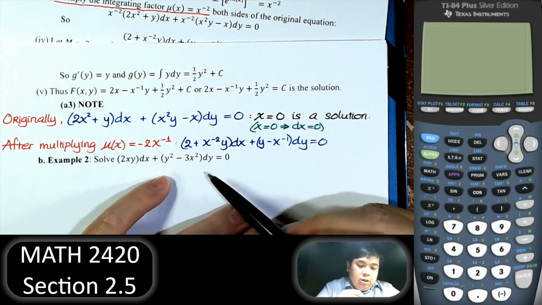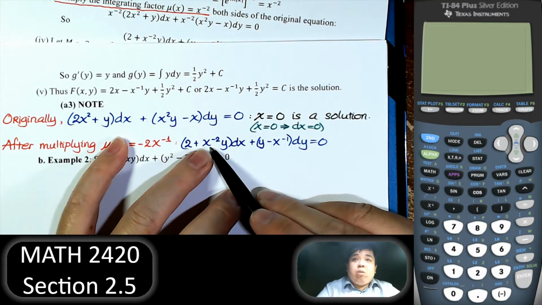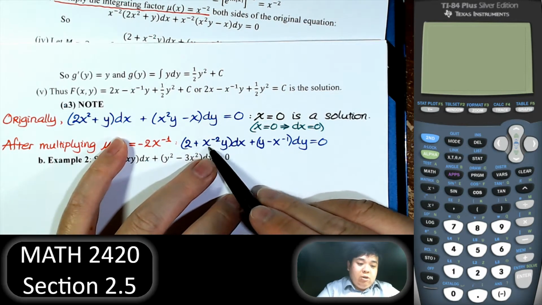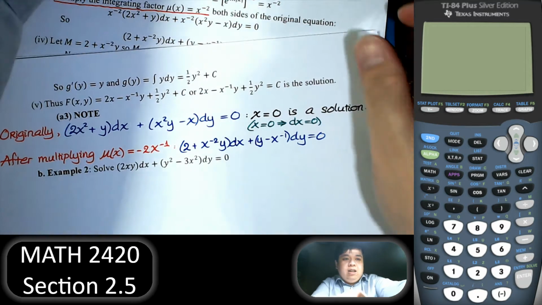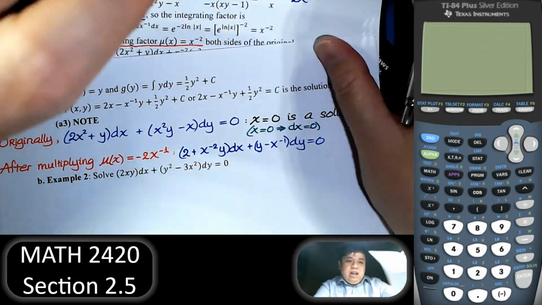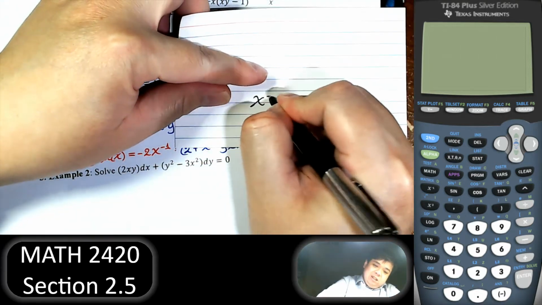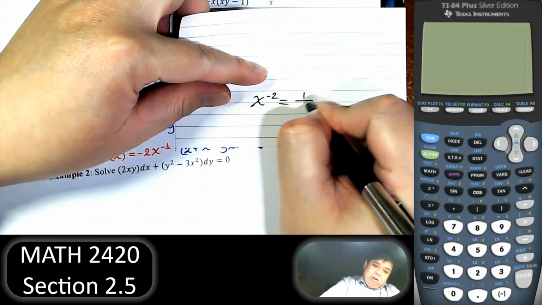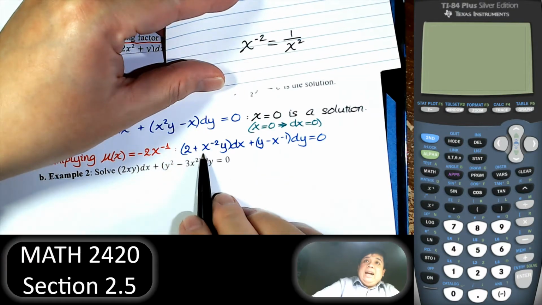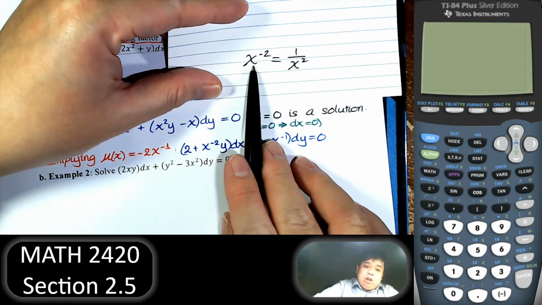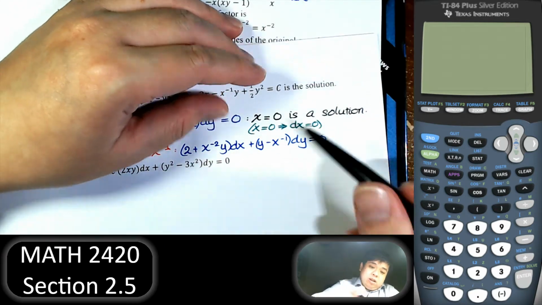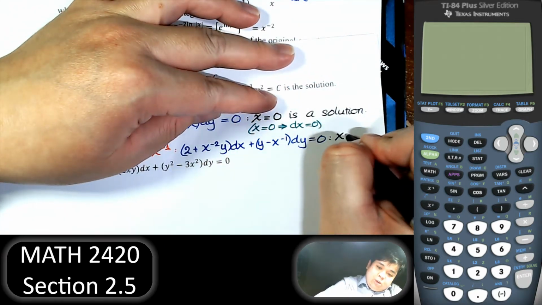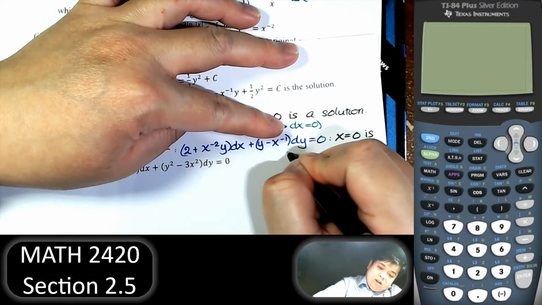So in this equation, clearly x cannot be equal to 0. If x equals 0, x to the negative 2 is undefined, right? Because x to the negative 2 is equal to 1 over x squared, and if you put x equal to 0 there, it is undefined. So therefore, x equal to 0 is not a solution.